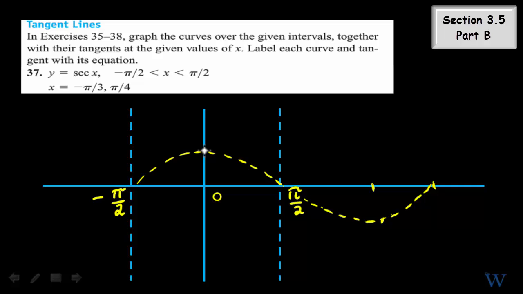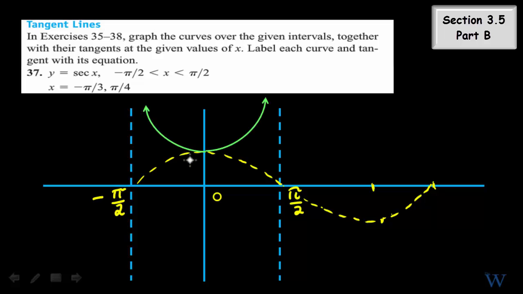And then you see how the cosine decreases to 0. What happens to its reciprocal? Remember when we talked about the limit of 1 over 0 in a positive sense, that is going to go to what? Plus infinity. There it is.